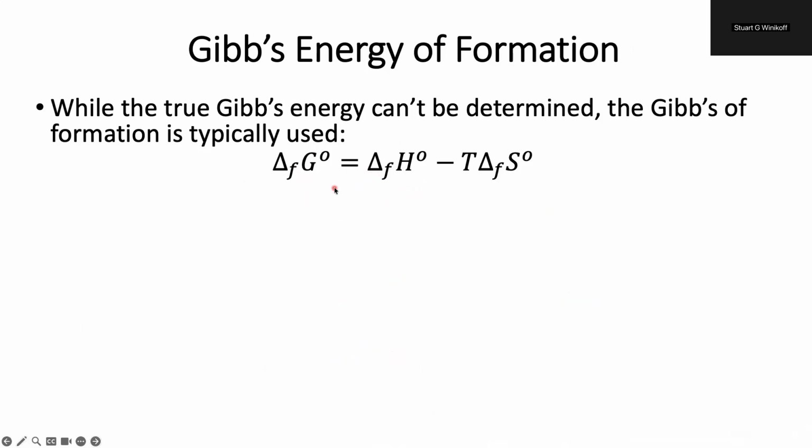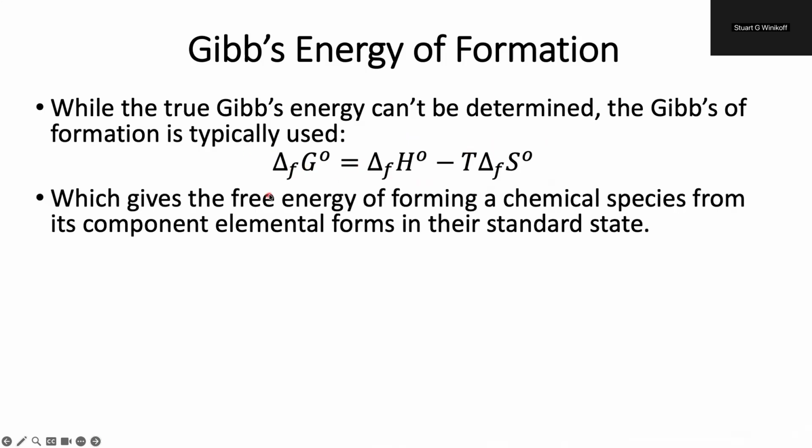Now, the major way we're going to find the Gibbs of formation is by taking the enthalpy of formation and subtracting out the entropy of formation. Notice, very important here, that this is not the entropy, it's going to be the entropy of formation, so you don't confuse the entropy of formation and the third law entropy. If you do, you'll get the wrong Gibbs. Again, the Gibbs is referencing forming the chemical species of interest from its components in their elemental forms in their standard state.